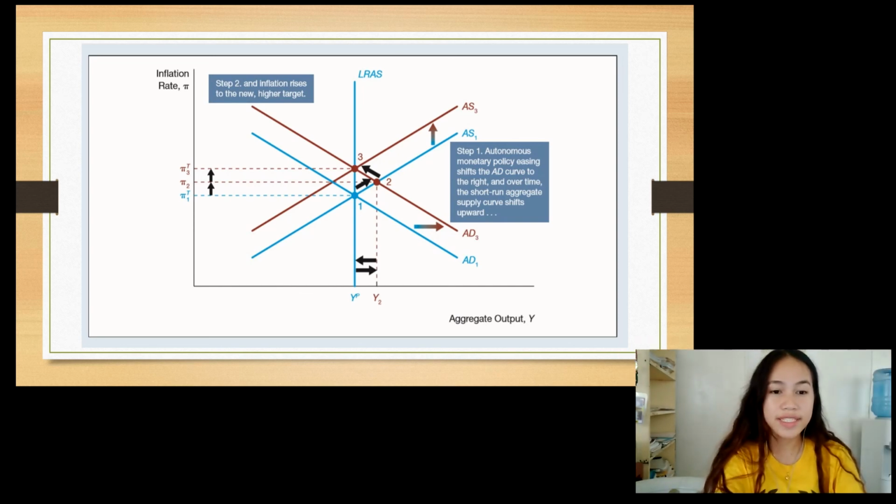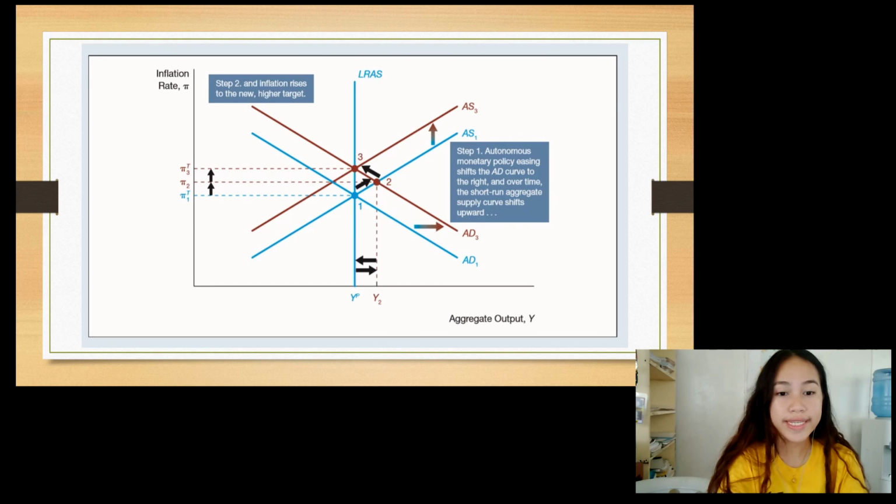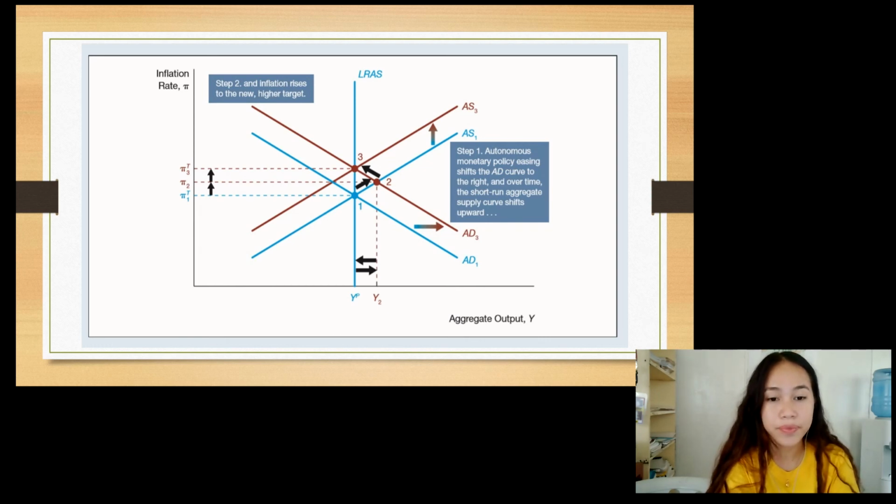To raise the inflation target, the central bank undertakes an autonomous monetary policy easing of lowering the real interest rate at any given inflation rate, thereby shifting the aggregate demand curve rightward to AD3. The economy would then move to point 2, and the short-run aggregate supply curve would shift up and to the left, eventually stopping at AS3, moving the economy to point 3 with the output gap at 0 and inflation at the higher target.